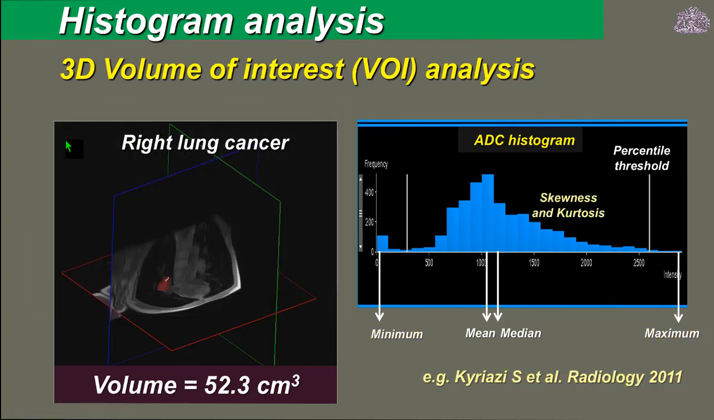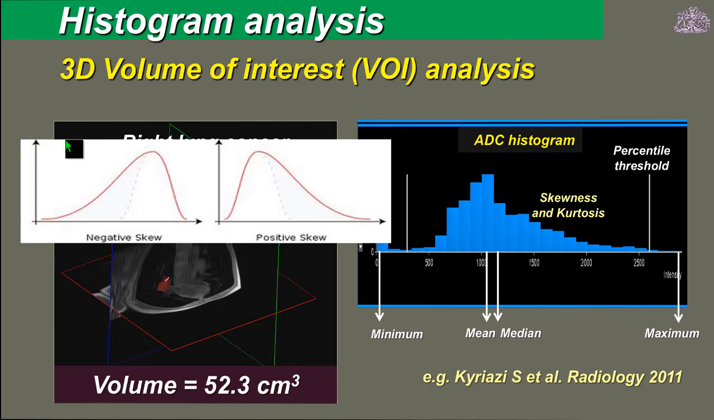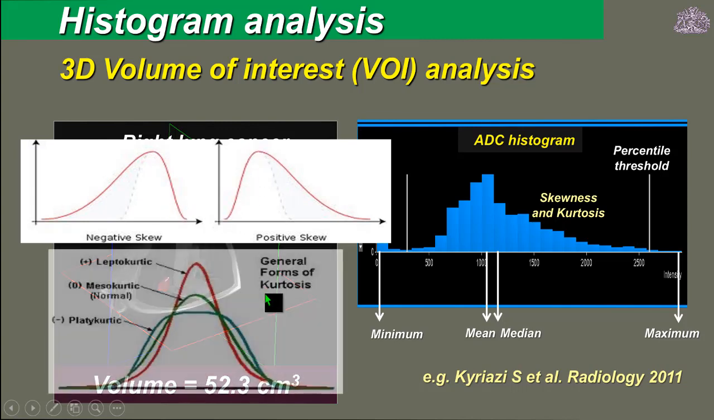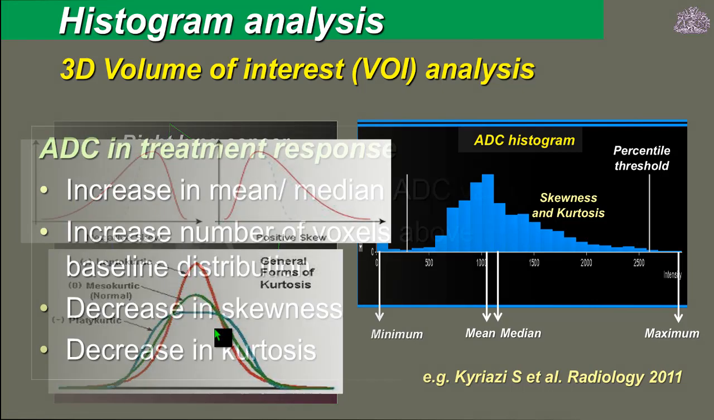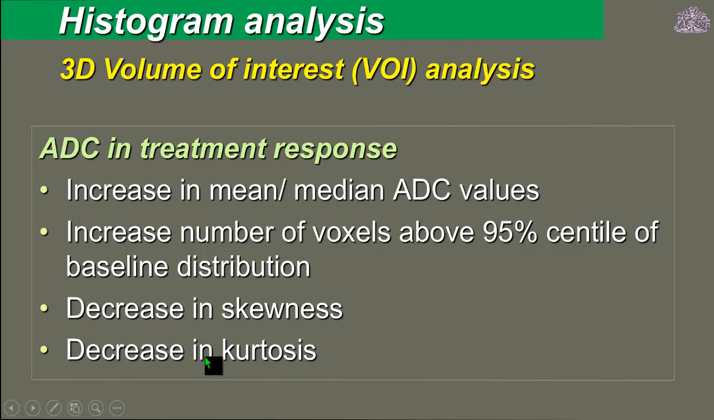And then we can also look at the parameters called skewness and kurtosis. Skewness is how the peak of the histogram leans towards the right or to the left. Towards the right, it has a negative skew, and towards the left, it has a positive skew. And then kurtosis is the roundness of that peak. So something that has a very sharp peak has a higher kurtosis, and something that has a very flat peak has a lower kurtosis value.